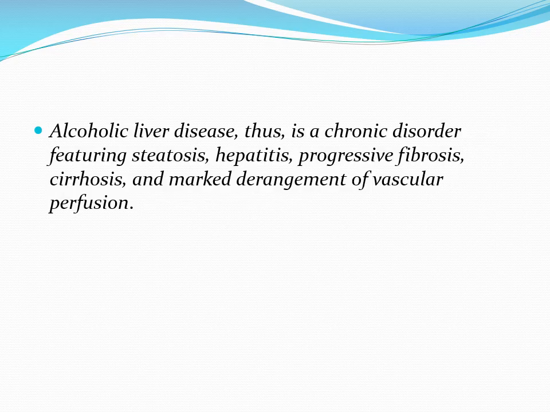So alcoholic liver disease is thus a chronic disorder, not an acute one. It is a chronic disorder featuring steatosis, hepatitis, fibrosis and cirrhosis, with marked derangement of vascular perfusion. So this was the etiopathogenesis of alcoholic liver disease. Then the morphological changes related to alcoholic liver disease we will discuss in the next lecture.